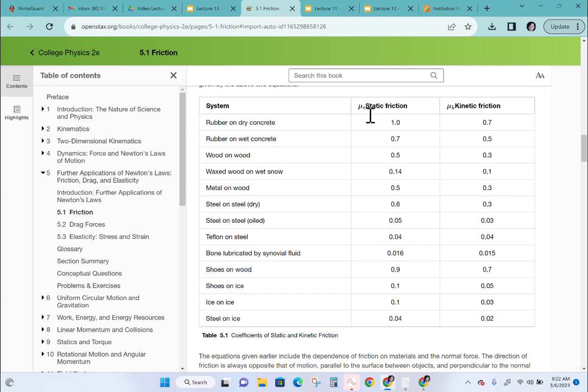And so mu static and mu kinetic are going to be different because there's a different amount of static and kinetic friction for different surfaces. It is a surface situation. It's like what kind of surface is in contact with another kind of surface. For example, Teflon on steel has very, very low coefficients, but rubber on dry concrete has a very high coefficient. Most of the time that will be given to you, and if it's not given to you, you'll have access to a table to look it up on.